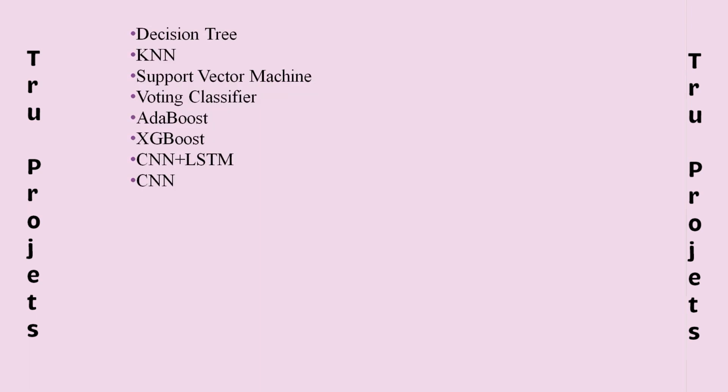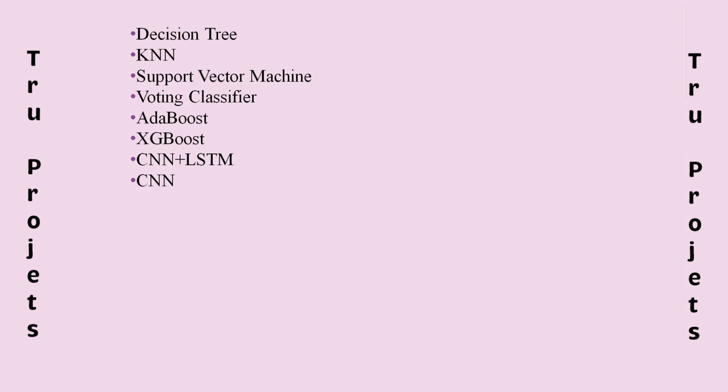Voting classifier. A voting classifier combines the predictions of multiple models, for example random forest, decision tree, KNN, and predicts the class that receives the most votes. This ensemble approach often results in improved prediction accuracy compared to individual models. In this project, it's used to leverage the strengths of various algorithms.